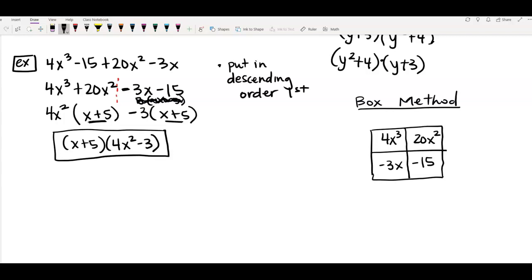That might help, okay? And with the box method, same kind of thing here. We're looking at this first column, and so for, oops, sorry, didn't mean to put 4 there.